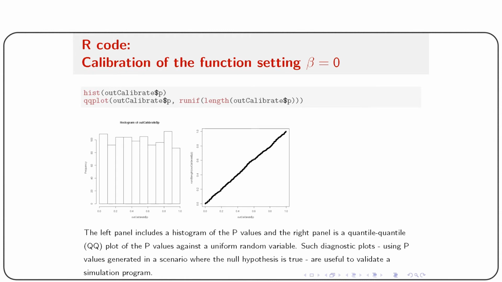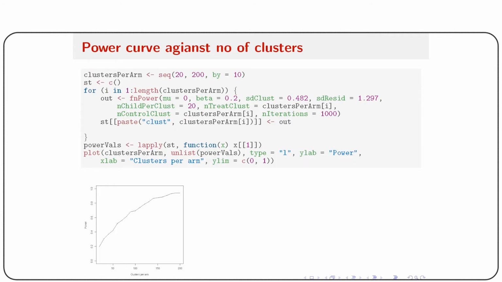Then you can see that the left panel includes the histogram of p values, and the right panel is the quantile plot of the p values against the uniform random variables. Such diagnostic plots, using p values generated in a scenario where the null hypothesis is true, are usually used to validate a simulation program. So it is clearly indicating that it is a valid function you can use. Now the power curve can be generated. You can calculate the power curve here.